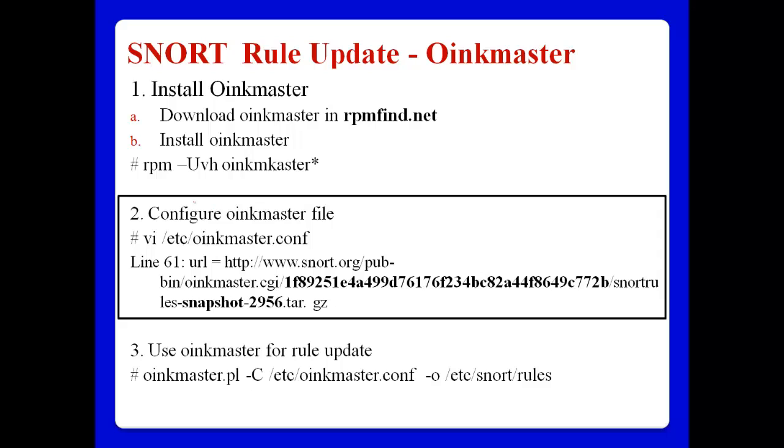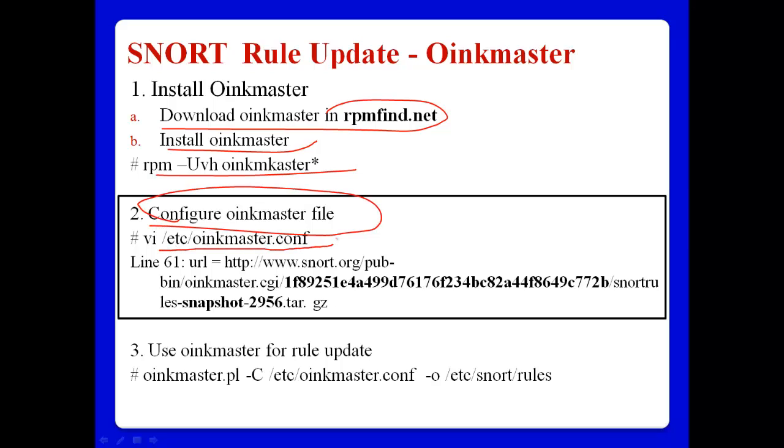Okay, Oinkmaster. This one is similar to PulledPork. If you want to install it, Oinkmaster is a little bit simpler and easier compared to PulledPork. First download this one from rpmfind.net, and install it using this command. And you need to configure the Oinkmaster file. This is similar to the PulledPork configuration file. Here, the Oinkmaster URL, and after that, here you have to paste the Oink code from the Snort website. And after that, the Snort rules snapshot.